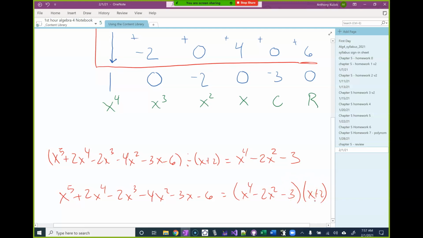So that's how we do the synthetic division, and that's how we interpret our answer, depending on what we're using the synthetic division to do, whether factoring or just dividing, might change the way we write our answer afterwards.